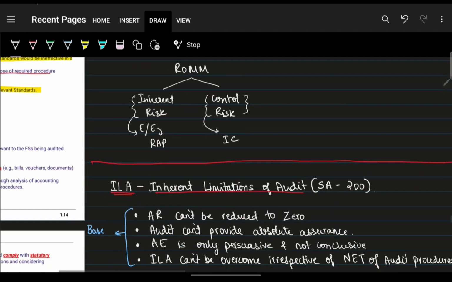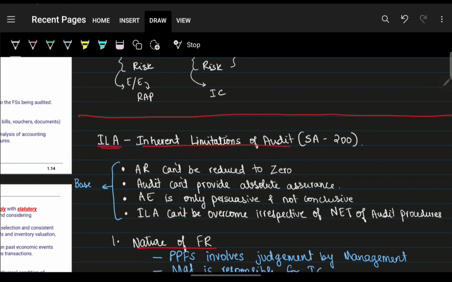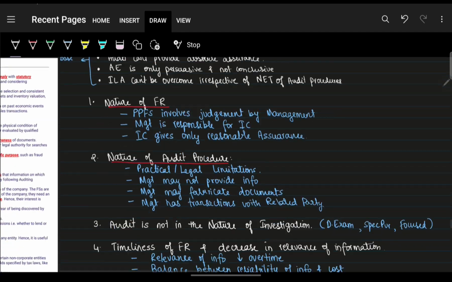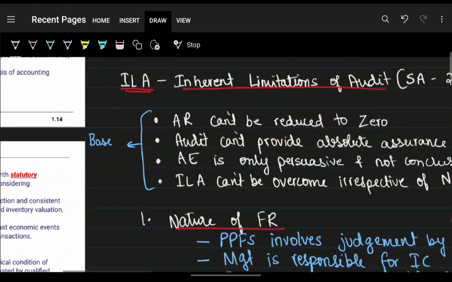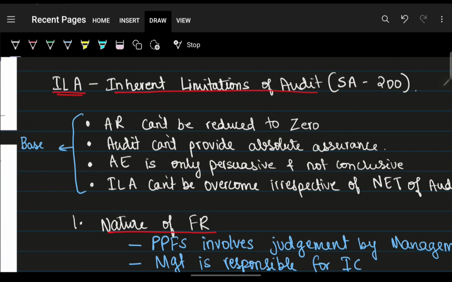Next, moving on to inherent limitations of audit. What are the inherent limitations of audit? This is the base that you have to start with before writing your answers of the actual inherent limitations. Basically, there are 5 inherent limitations, and before writing those 5, you will have to give this as a base. Firstly, you will have to explain that the audit risk cannot be reduced to zero. So audit risk can never be reduced to zero, and that's why audit cannot provide an absolute assurance.